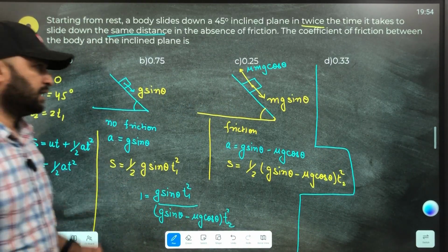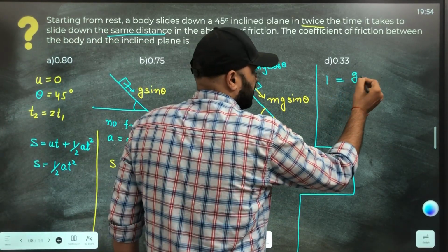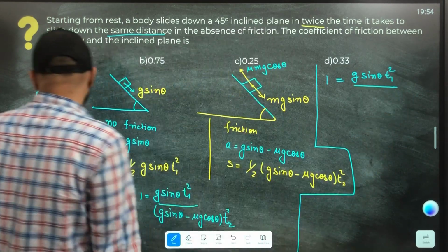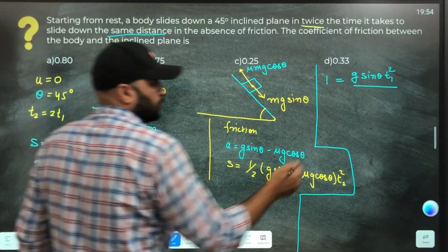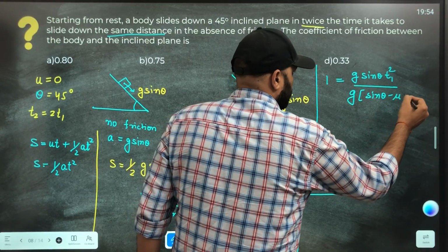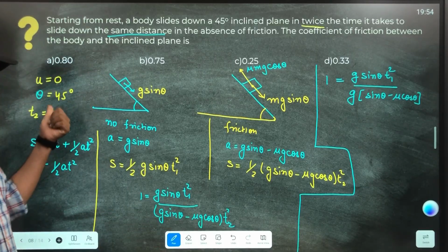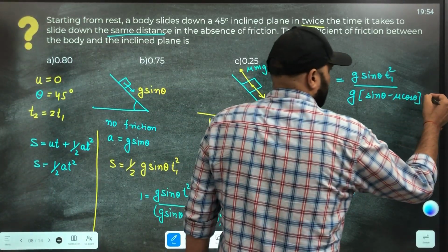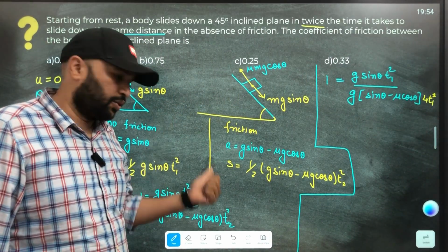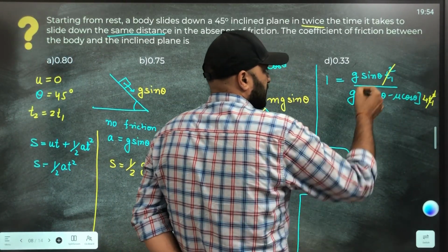On the left hand side, it's 1 over T1 square, and on the right hand side, g sine theta. Let's substitute here, take g common in both so that we can cancel it out from the numerator: g sine theta minus mu cos theta. And what about T2? This T2 is nothing but twice of T1. So T2 square will be 4 times T1 square. Let's cancel both.